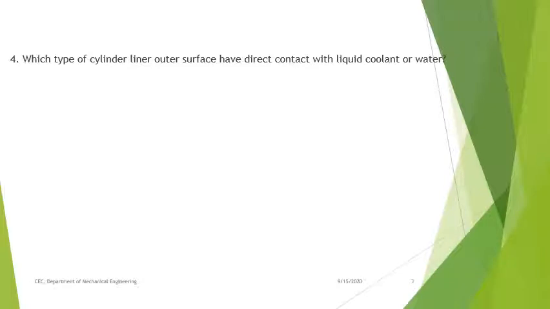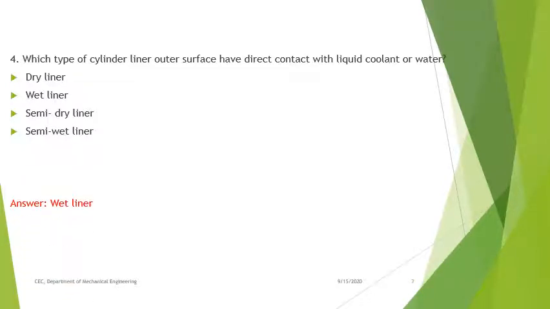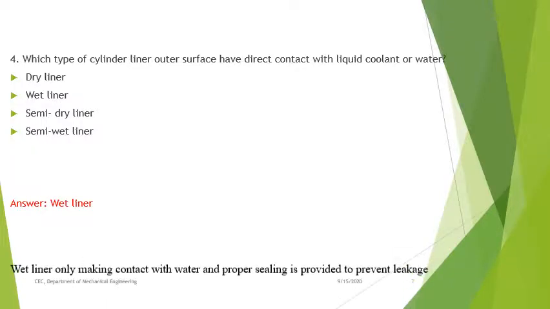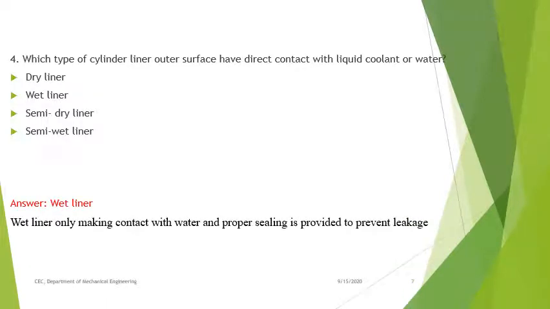Fourth question: which type of cylinder liner's outer surface has direct contact with the liquid coolant or water? Dry liner, wet liner, semi-dry liner, semi-wet liner. The answer for this question is wet liner. The wet liner makes contact with water, and proper sealing is provided to prevent leakage.